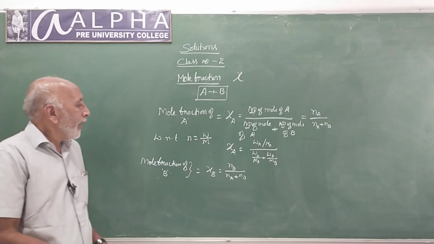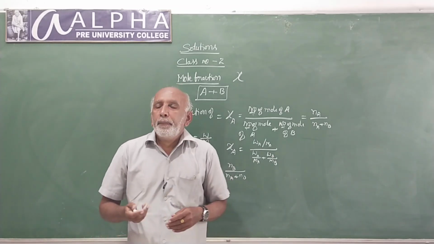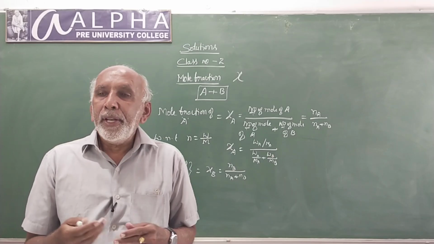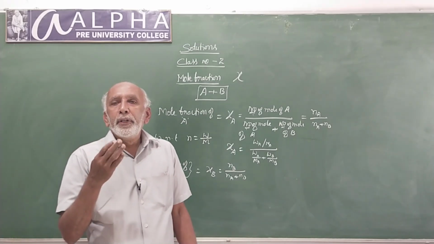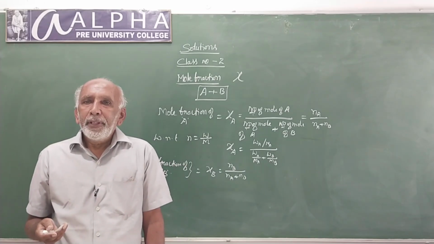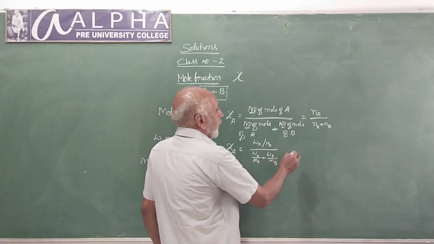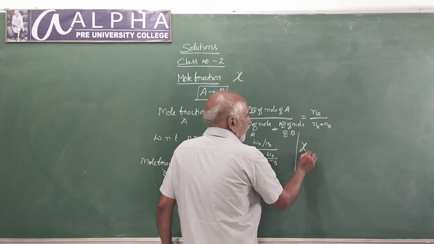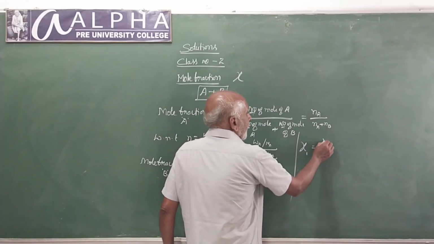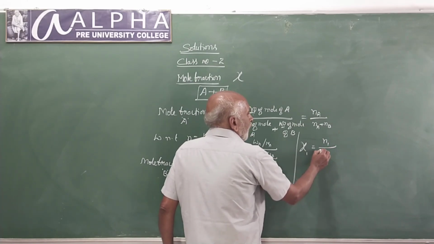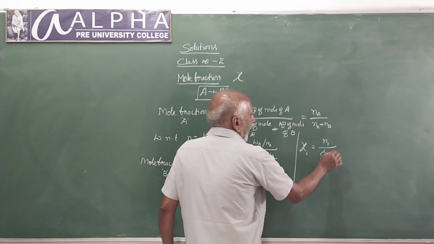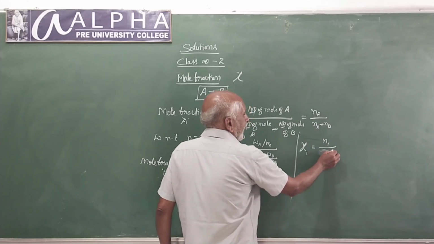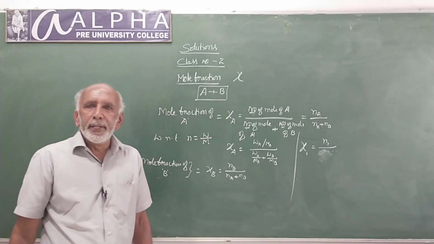Now, if a solution is made up of n number of constituents, say 1, 2, 3, 4 up to n, then mole fraction of a constituent, that is chi 1, is equal to n1 by the sum of n1, n2, n3 up to nn, like that.